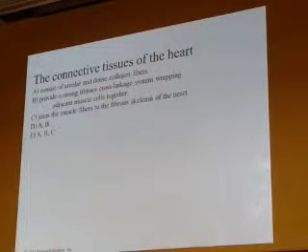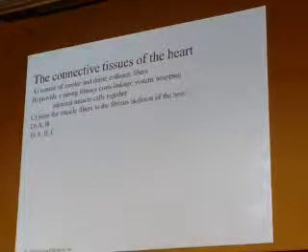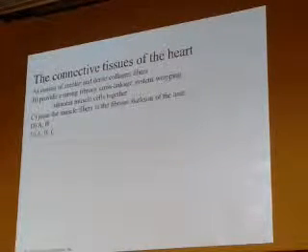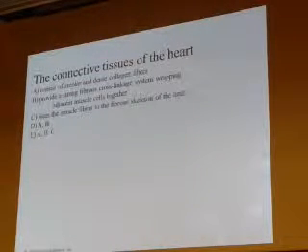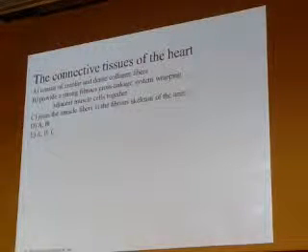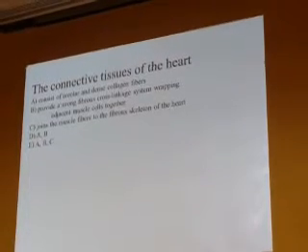Okay, so connective tissue of the heart. Is it A, consisting of areolar and dense collagen fibers? Is it B, providing a strong fibrous cross-linkage system, wrapping adjacent muscle cells together? Is it C, joining the muscle fibers to the fibroskeleton of the heart? Or is it A and B? Or is it A, B, and C?